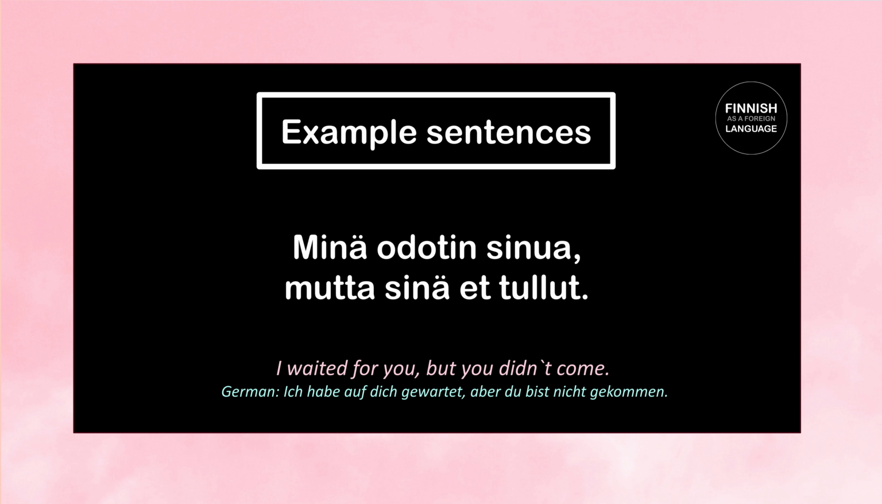Then we have mutta here, which is our conjunction meaning but. Sinä is a pronoun and it means you. Et tullut means you didn't come. It's the negative second person singular past tense of the verb tulla, which means to come. So let's repeat. Minä odotin sinua, mutta sinä et tullut.